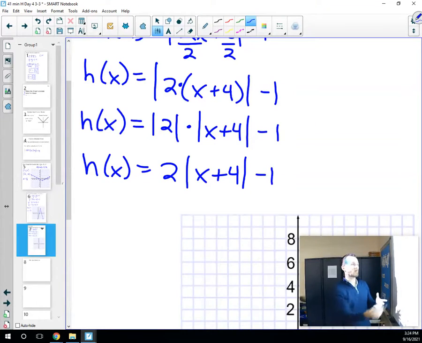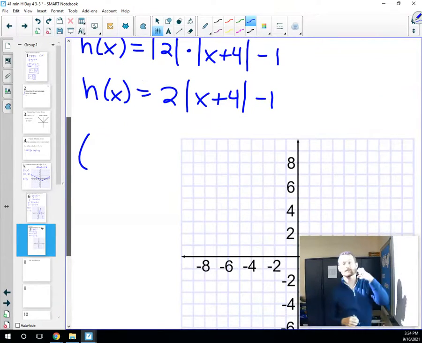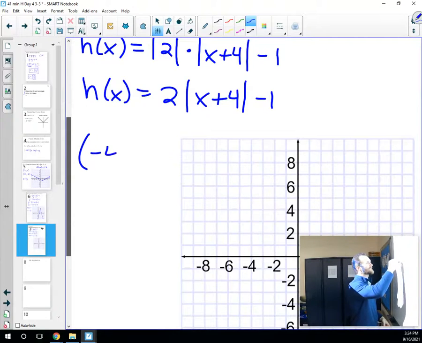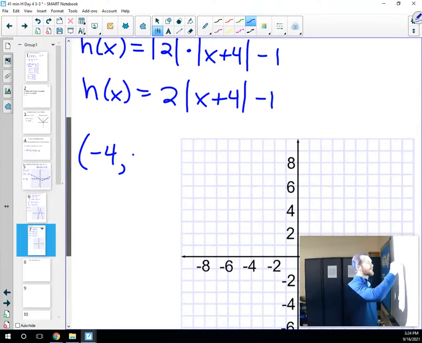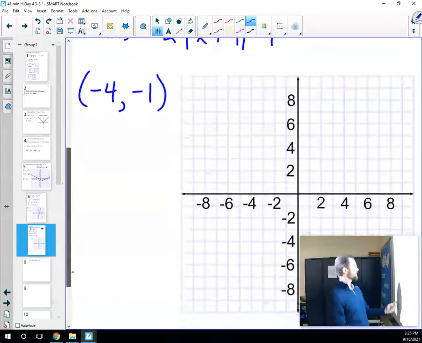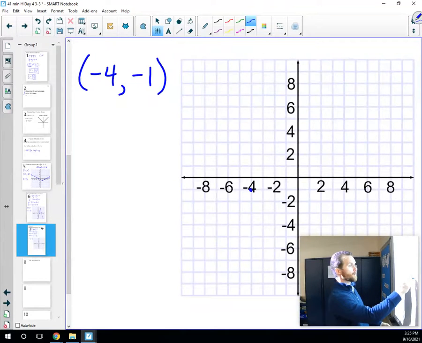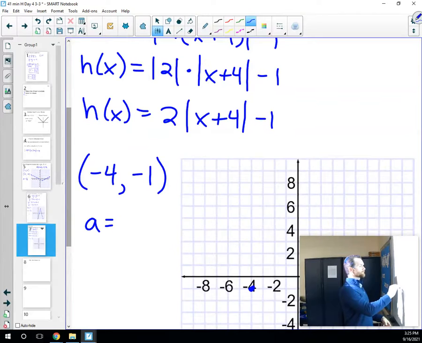Now it's in vertex form. We see that invisible 1 in front of the x, and we are ready to graph. Vertex, let's see, we've got an x plus 4, so that means the h is negative 4. We change the sign when we find h. K is exactly what it looks like. We don't change the sign for k, so k is a negative 1. Let's grab that vertex. So it's negative 4, negative 1. There we go. And our a value is 2.